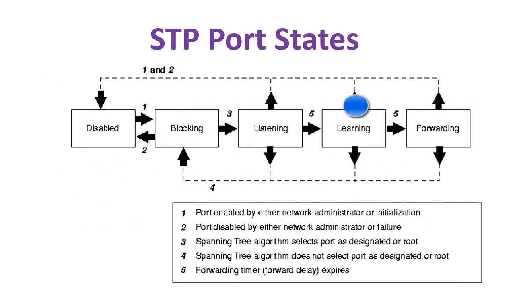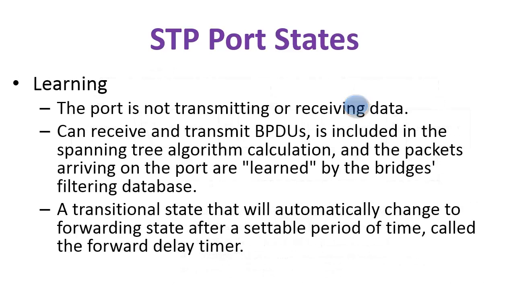Next, let's talk about the learning state. In a learning state, the port is not transmitting or receiving data, but it can receive and transmit BPDUs. It is included in the spanning tree algorithm calculation, and the packets arriving on the port are in fact learned by the bridge's filtering database. This also is a transitional state that will automatically change to a forwarding state after a settable period of time, which is called the forward delay timer.